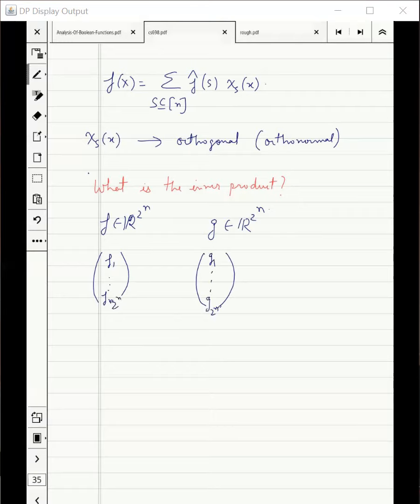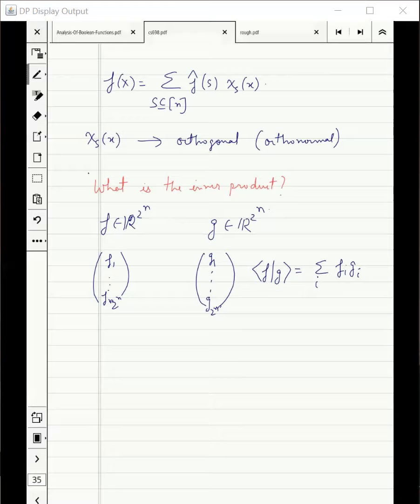If f is a vector f1 to f_{2^n}, and g is a vector g1 to g_{2^n}, what will be their inner product? Summation over i of f_i g_i. All of you should agree, right? But now think about it. This is just labeling. What I'm calling f_i is actually the function value at some input. That is how I am representing it as a vector of dimension 2^n.